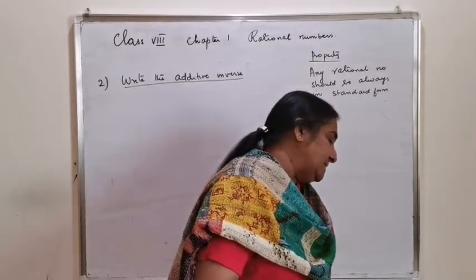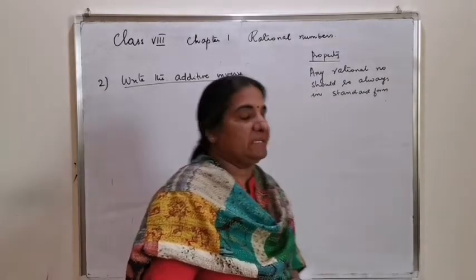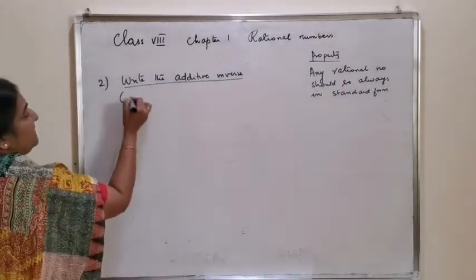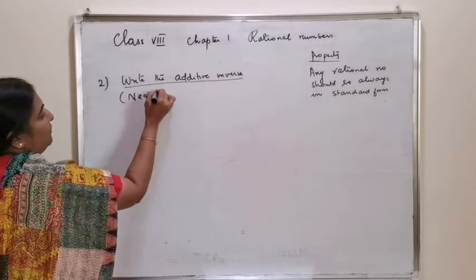Write the additive inverse of the following numbers. You know, additive inverse means it is negative of a number.